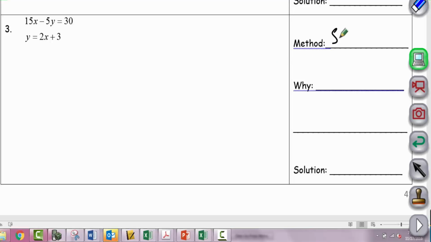Now, this one's going to be substitution. And you really want to use substitution anytime you have y equals a number or x equals something, like 3x minus 5 would be another good substitution problem.